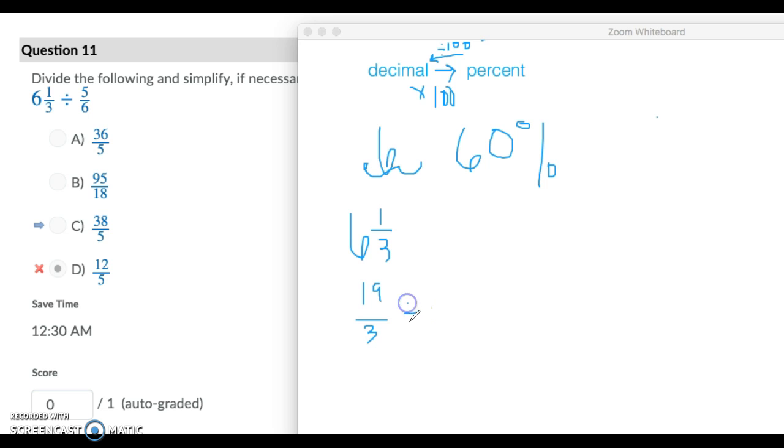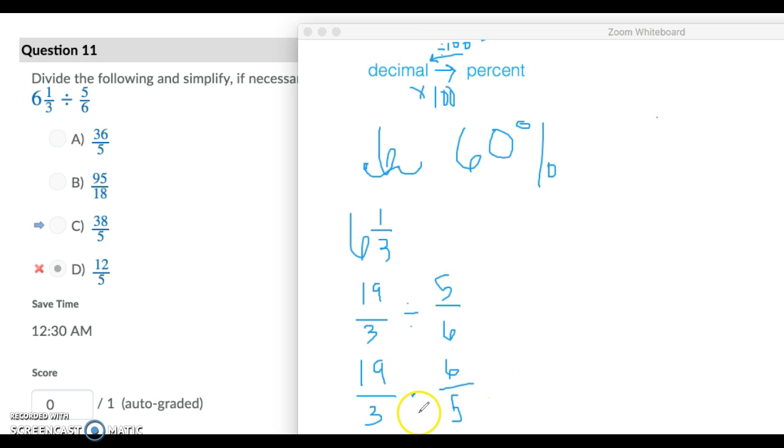Divided by 5/6. Now when we divide, it's the same as multiplying by the reciprocal. So I'm going to keep the first one, change the sign and flip the fraction. So this one stays the same, but this one's going to flip.